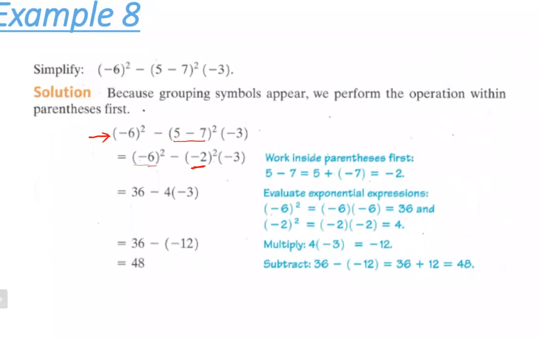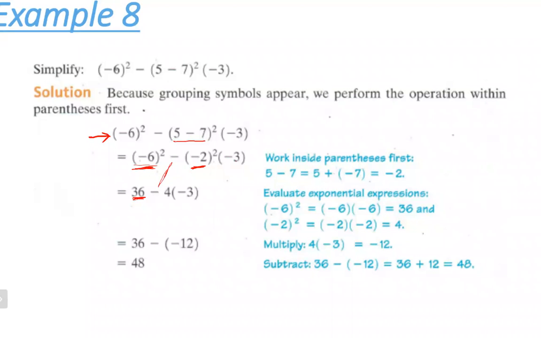So this first one is -6 to the second power. -6 times -6 gives you a positive 36. And then this next one is -2 to the second power, which gives you a positive 4. But remember now we have that minus sign outside here. So it's still going to be a minus sign, but this -2 times -2 would be a +4. So this is like actually saying 36 minus a positive 4. And then you have the -3 there.